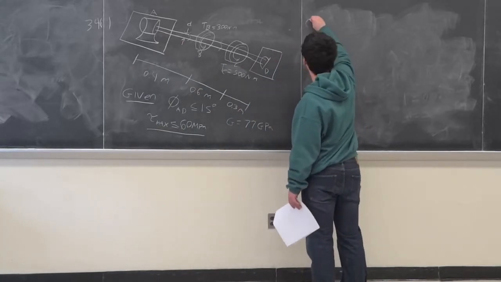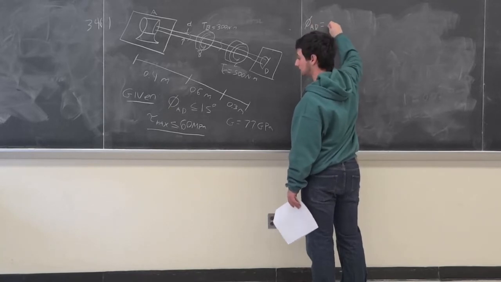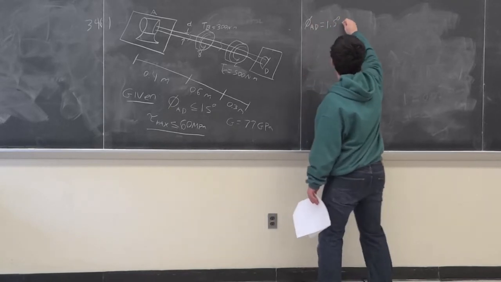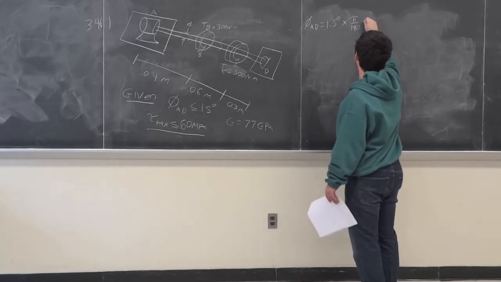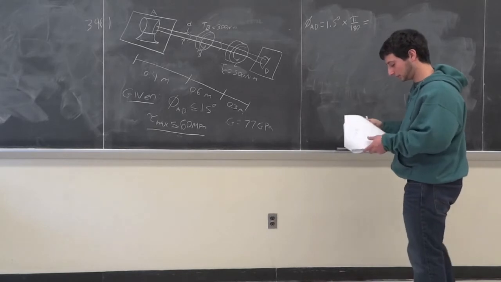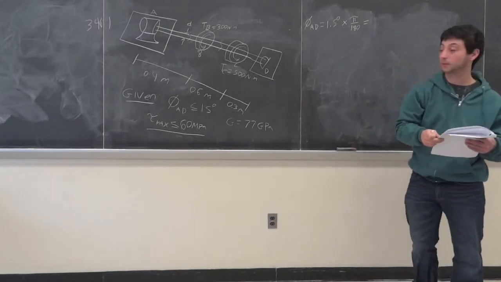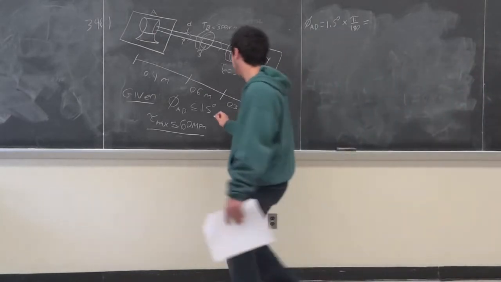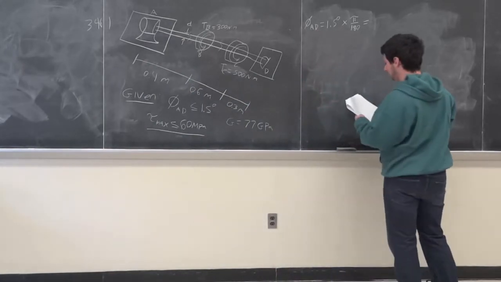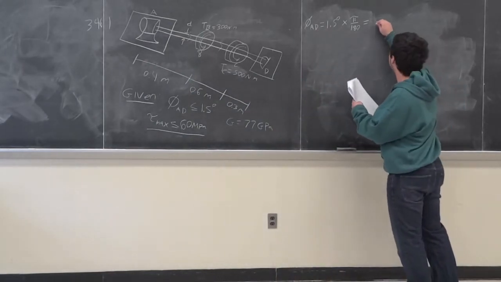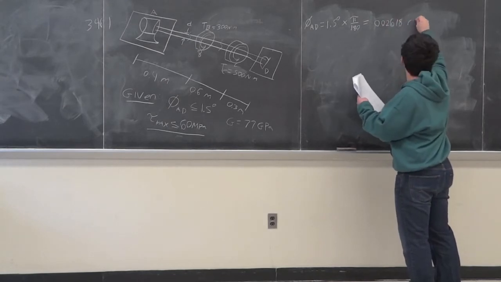So phi AD is equal to 1.5 degrees multiplied by pi over 180. This will convert into radians. What is that equal to? Is it 1.5 or 15? Oh, it's 1.5. Sorry. Yeah, it's 1.5. All right, so this gives you 0.02618 radians.